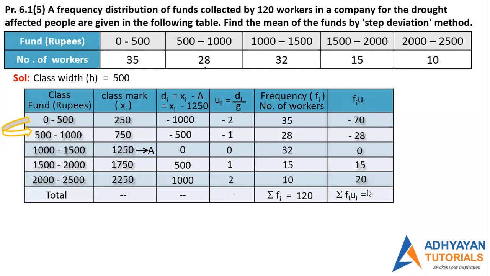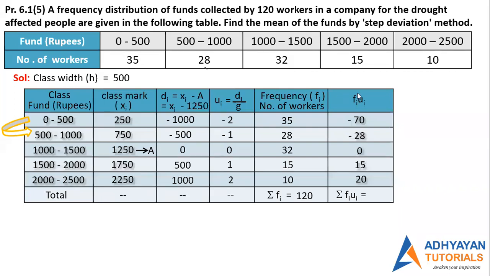FIUI, the total is? The total of FIUI is? I'm not getting messages. Okay, I got it, minus 63. So I'll be explaining for some time. Just pay attention.